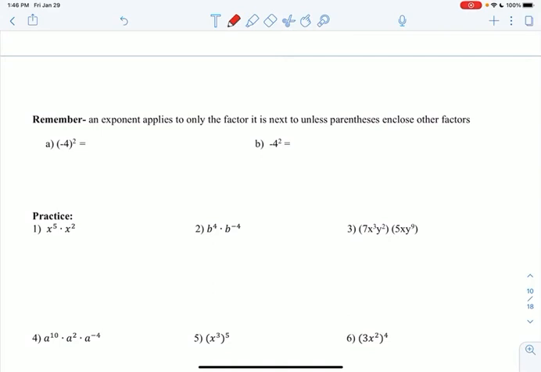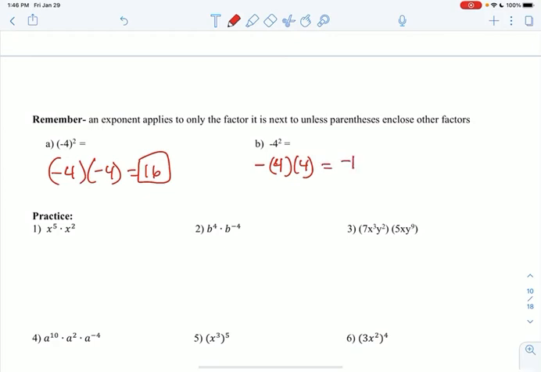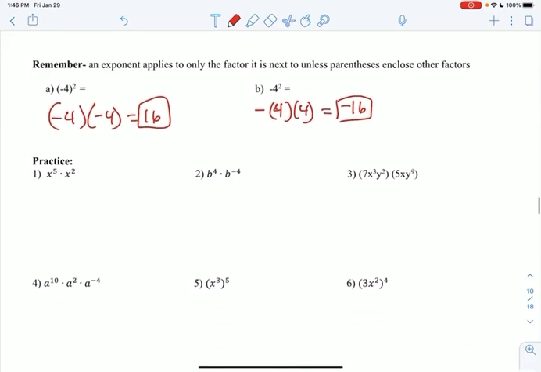All right, so this really means negative 4 times negative 4, which is positive 16. This, the negative's hanging out in front, and it's really just 4 times 4, which is 16, but then the negative is still there. So this answer is negative 16. So the parentheses totally changes the answer, so you need to be careful with that.